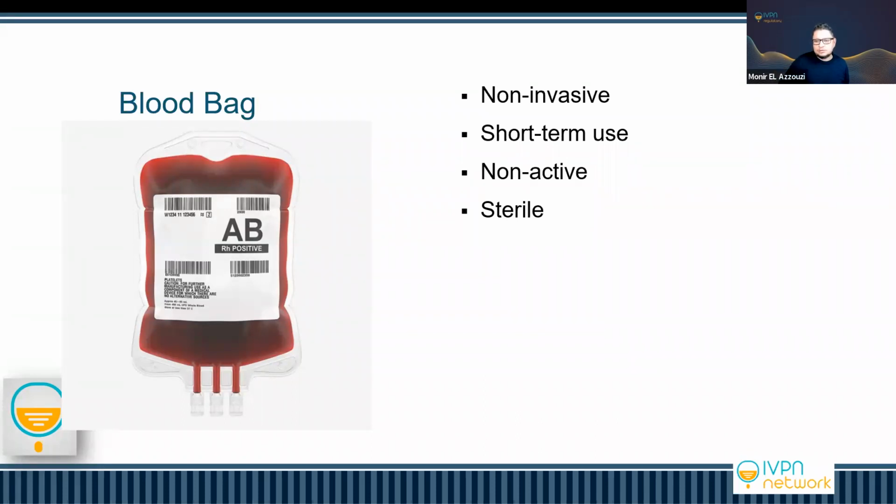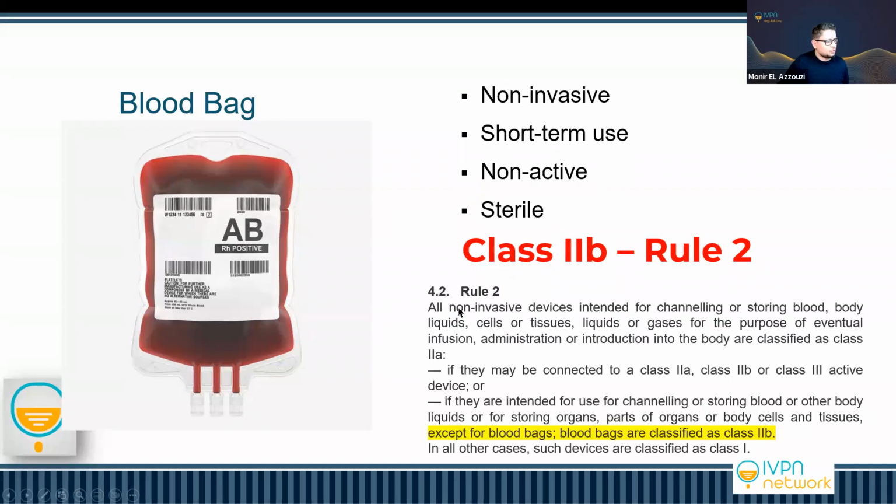Nurhan, rule 2, Miriam, rule 2, class 2A, it's wrong. It's not class 2A. Nurhan, yes, rule 2, class 2B, exactly, and Maisam also. So rule 2, class 2B, and you have here that rule 2 says, except for blood bags, which are classified as class 2B. So you see here, it's kind of easy. You have all the information directly there.